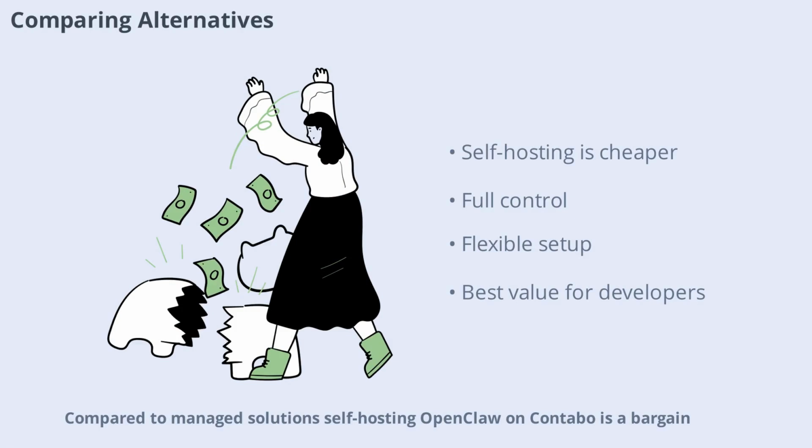Compared to managed solutions, self-hosting OpenClaw on Contabo is a bargain. Official OpenClaw hosting starts at $29 per month, and other managed alternatives can range from $19 to $99 monthly. With self-hosting, you get full flexibility and control for a fraction of the price if you're comfortable with basic server management. For developers and tech-savvy users, this is the best value by far.